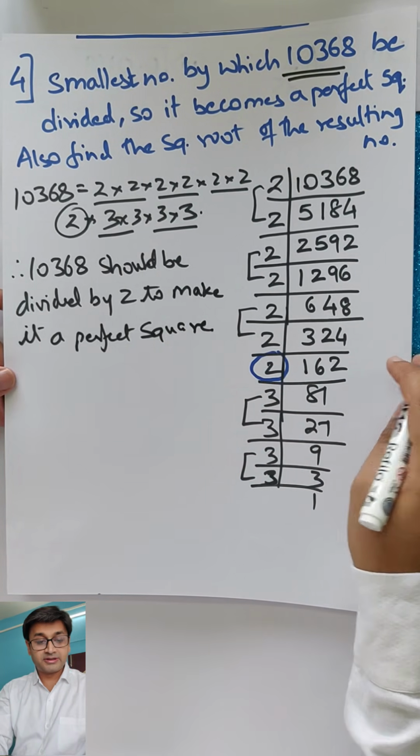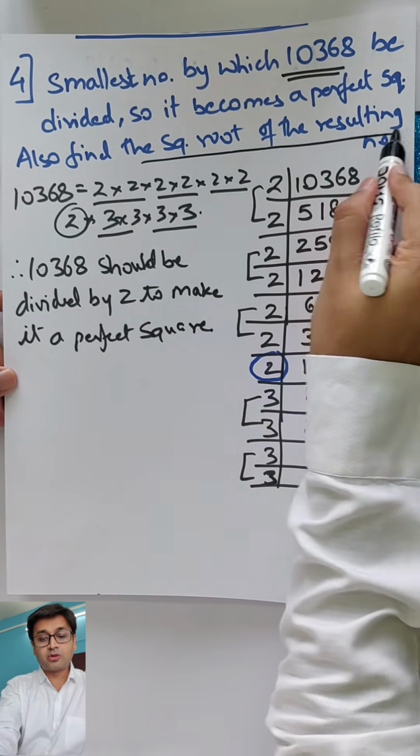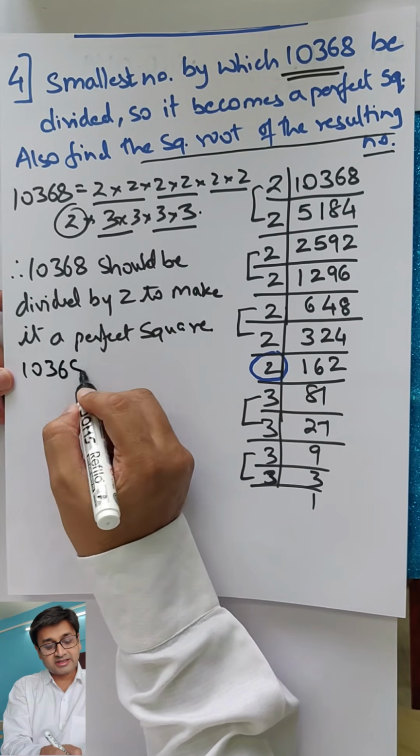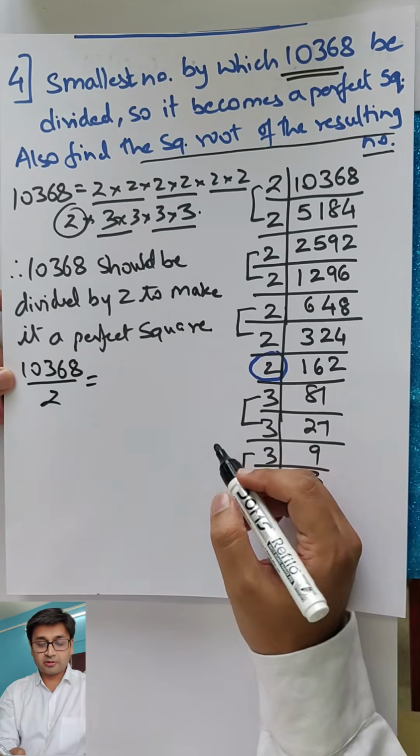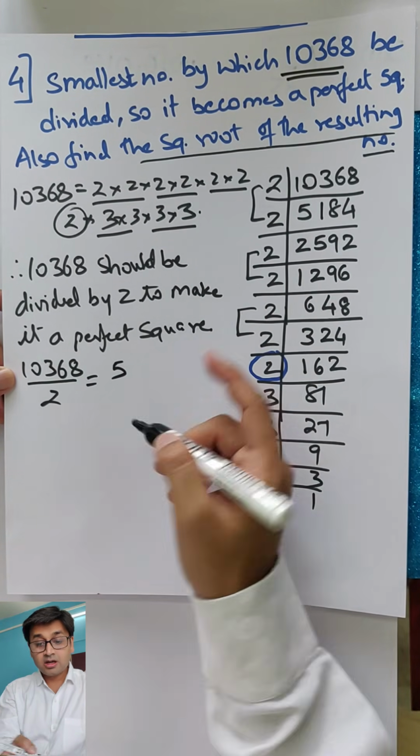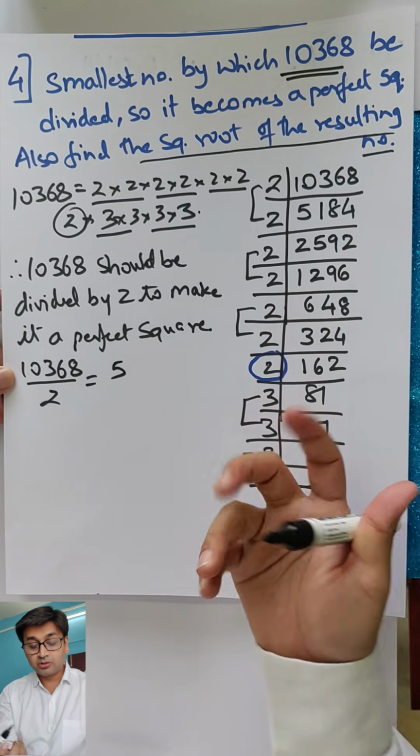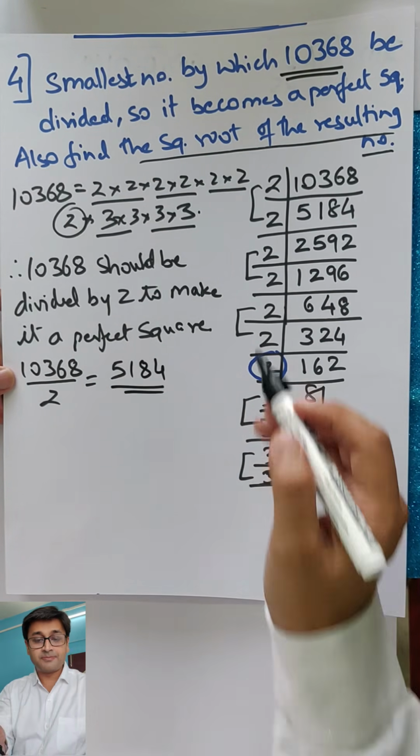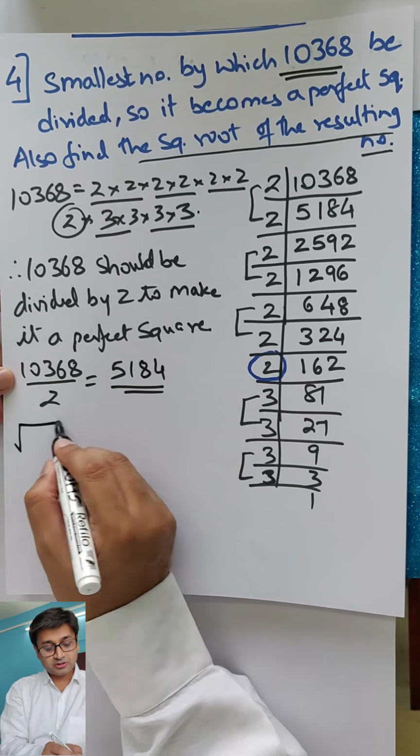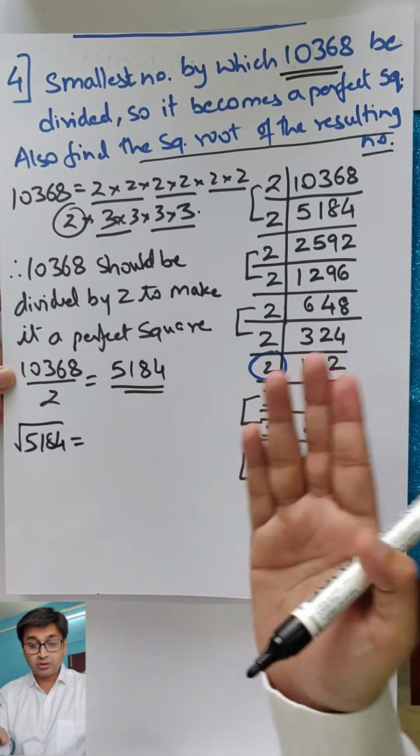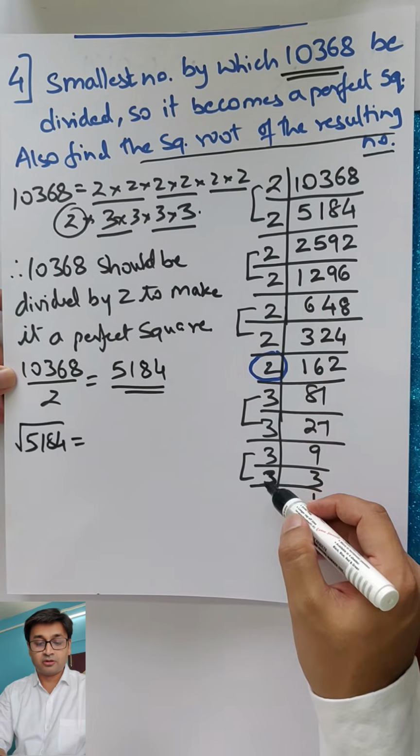Now how will you go about the second part? Also find the square root of the resulting number. If I divide this 10368 by 2 to make it a perfect square, what am I getting? Why cancel it? Pick it up from here. Why do extra workload? So 5184. Now this is a perfect square. Find the square root of this. Again, why take the square root and find factors? It's ready-made over here for me.